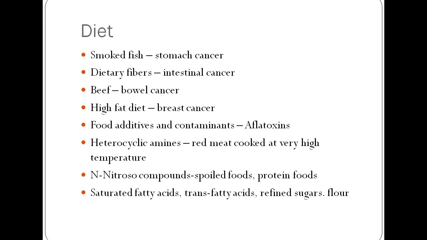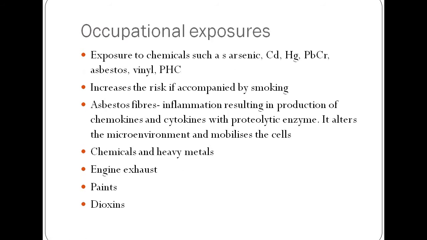Okay, and then you have saturated fatty acids and trans fatty acids, which are present in various vegetable oils, and you have refined sugar and flour. Nowadays people are very conscious about using palm sugar or other natural replacements for refined sugar. And also maida. When this particular flour is produced, it undergoes many stages of bleaching, which results in extreme usage of chemicals, and that is not good for human health. Okay, and then the occupational exposure.